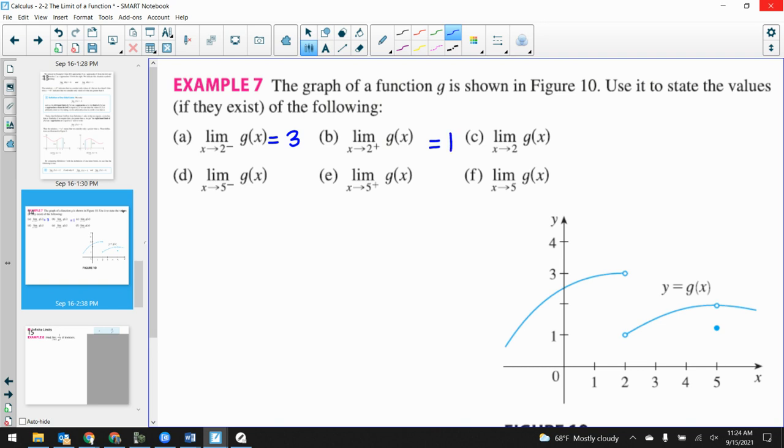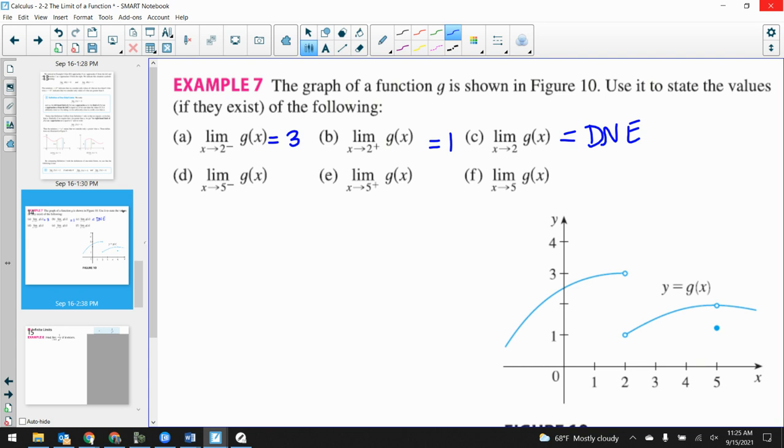So what can I say about the full limit? What can I say? Well, if it's left side 3, right side 1, do those things match? It does not exist. Okay? And you can always abbreviate DNE as does not exist. For the limit to exist, these things must match each other. And since they do not, the limit does not exist.